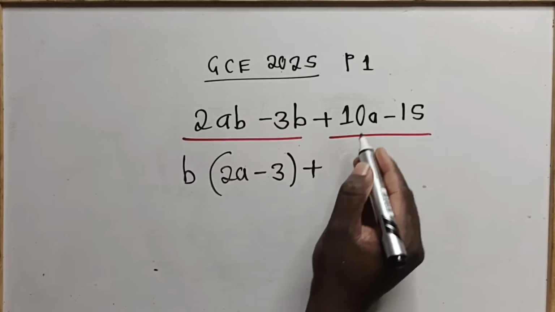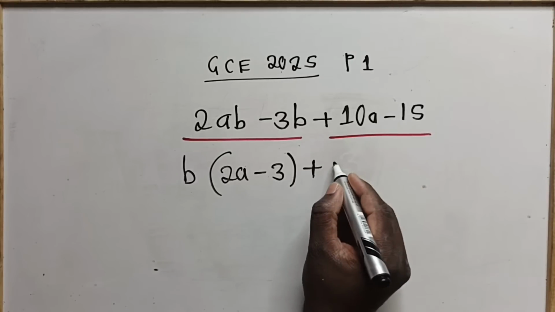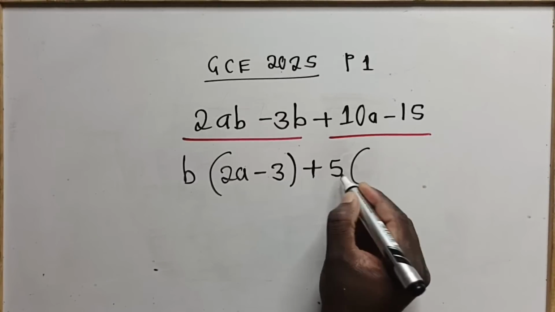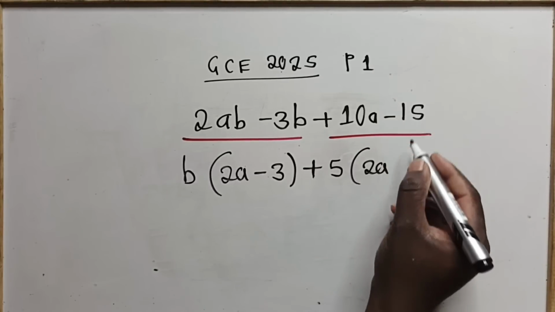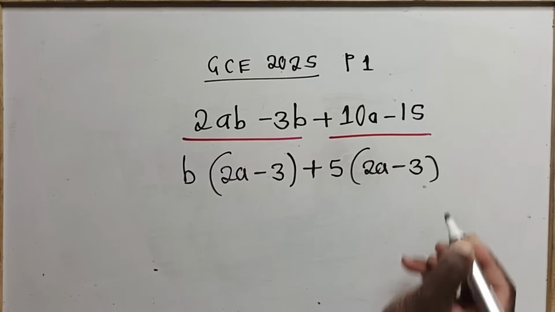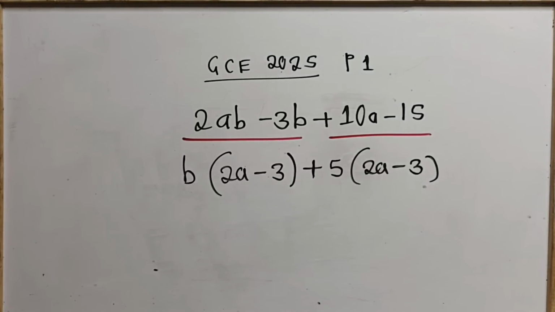So what is common between 10 and 15? It's of course a 5. So 5 into 10A, that's a 2A. 5 into negative 15, it's a negative 3. Okay, I hope you're able to see here.